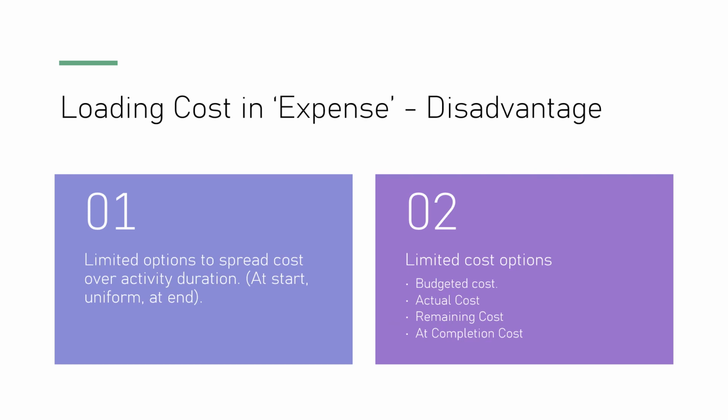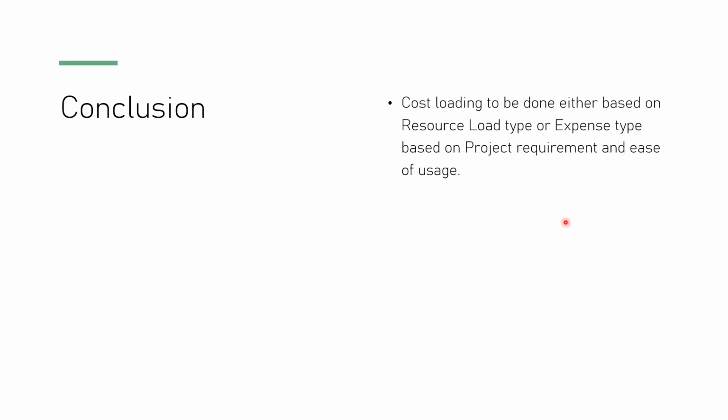So I think as of now we understood what are the different things that we should take into consideration while resource loading a schedule, and what are the various types, and what are the advantages and disadvantages of the different types of cost loading, and how resource loading can be done, and the basics of resource loading. This cost loading is to be done either based on resource load or expense type based on project requirements and ease of usage. Every project is unique, and based on the project, the technique should be used.